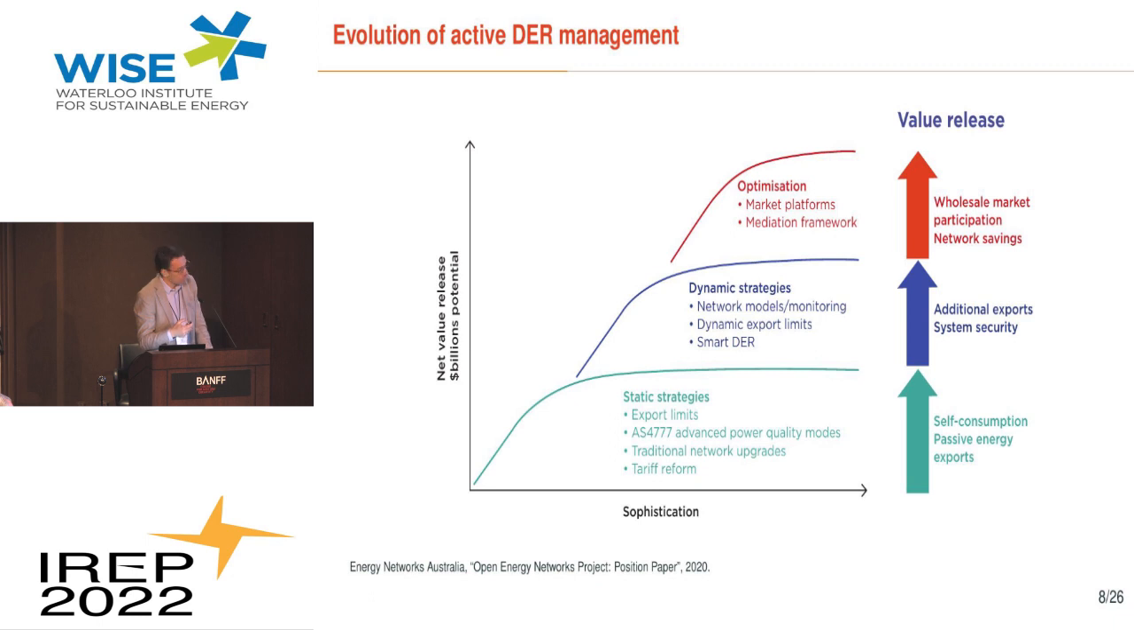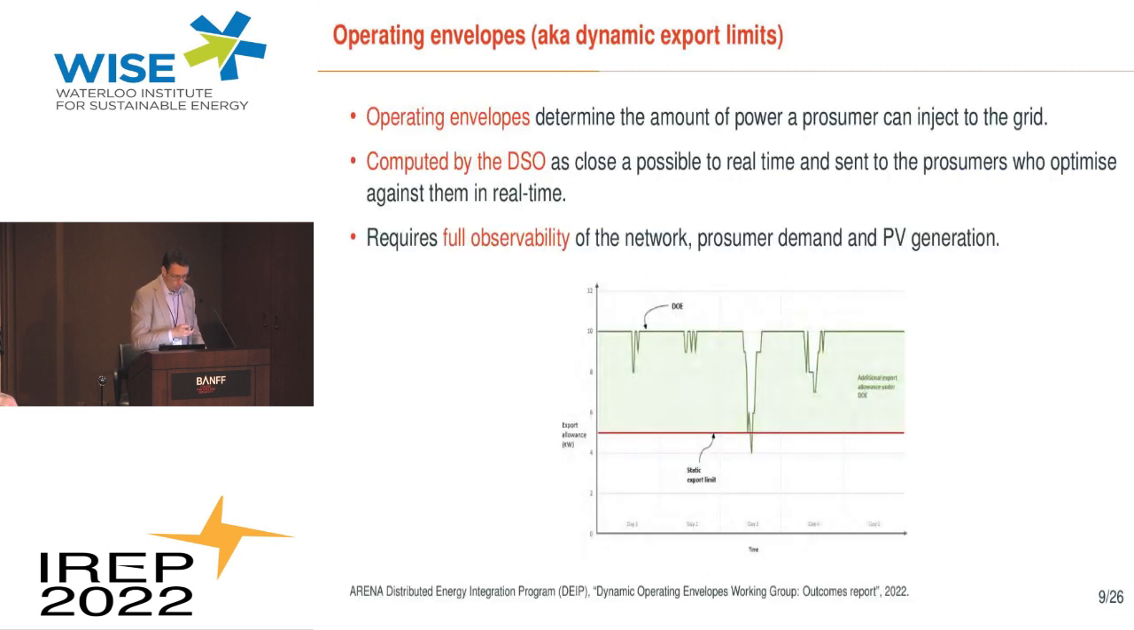So what are those dynamic export limits, or operating envelopes, as we also call them? As a baseline, the network company just imposes a blanket export limit on what customers can export, and that obviously doesn't take into account the operating condition. It's highly suboptimal. So the idea is to come up with a dynamic operating envelope that dynamically adjusts the amount of power customers can export into the grid to maximize basically hosting capacity while meeting network constraints.